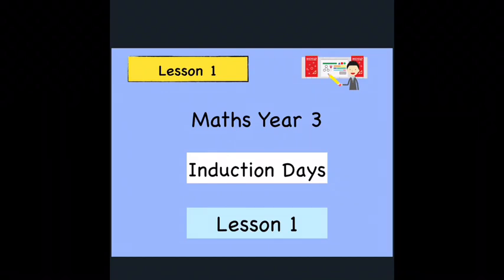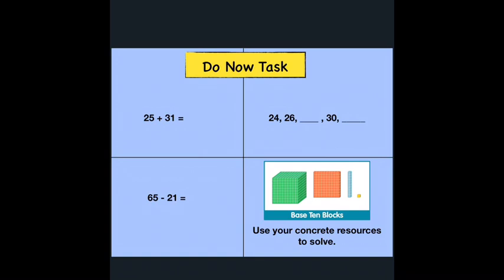Hello everybody. For your maths lesson today, we're going to be recapping our knowledge on our multiples of 2, 5 and 10. Here is your do now task. You can use a piece of paper or a whiteboard if you have one at home to try and work out these questions. Pause the video here. Okay, so now that you've tried those questions, let's have a little look.